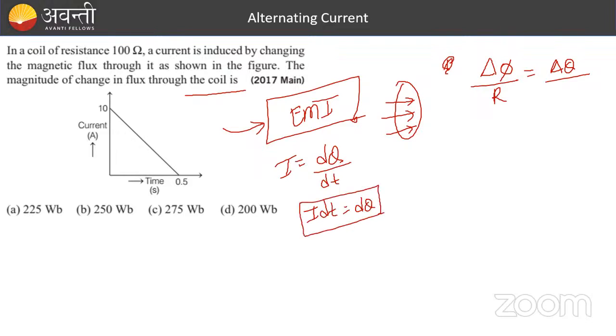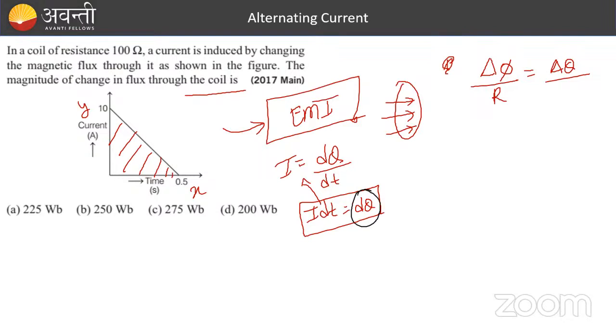So the area of the I versus T graph, that is I dt, will give us the amount of charge flowing, or the charge value that has changed. So this area will give us dq. Area under the curve we calculate as: if this is y and this is x, then the area under the curve is y dx. Here the area under the curve is I dt, because along the y axis there is current and along the x axis there is time, and I dt is equal to dq.